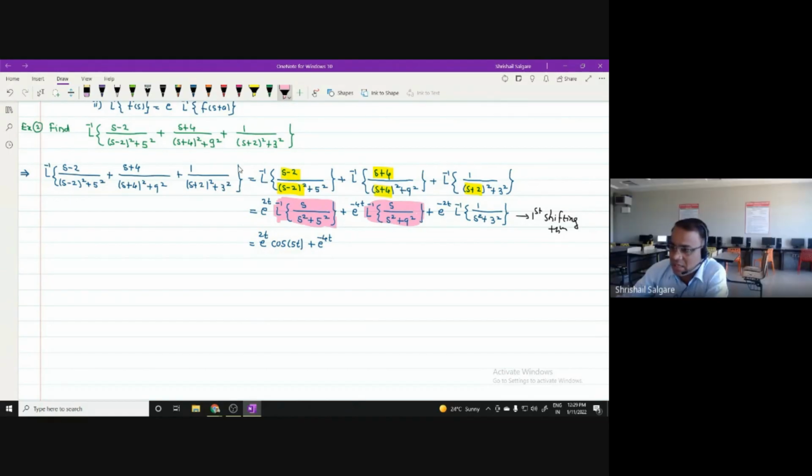It is cos 9t, right? Make me correct if I am wrong. Plus e to the power minus 2t into, next one we will tell. I will take the name. I think Siddesh. Be quick. Okay, Shravani. Yes, sir. Can you tell the answer?